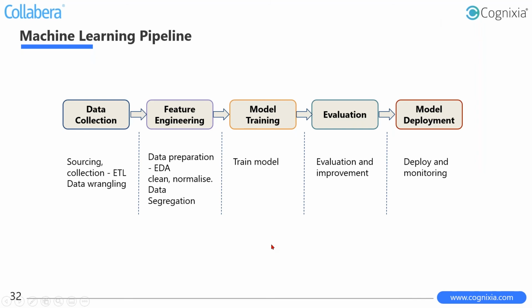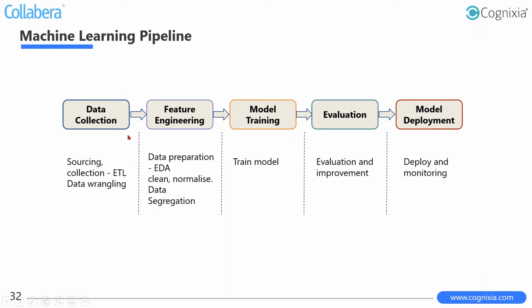Okay, so we now know what machine learning is. Machine learning is something where we give data to the machine learning algorithm, and it will tell you the prediction, what can happen. But there is a pipeline for that, and multiple things happen. The machine needs data to learn by itself.